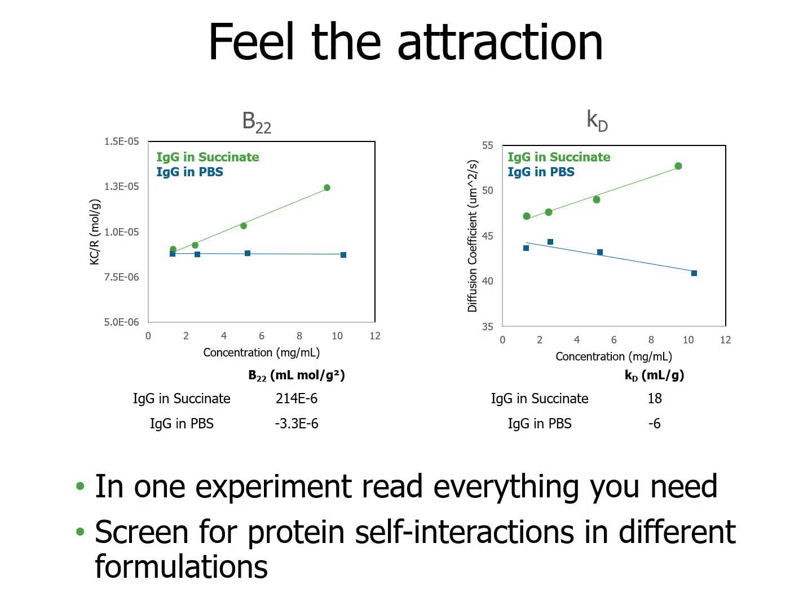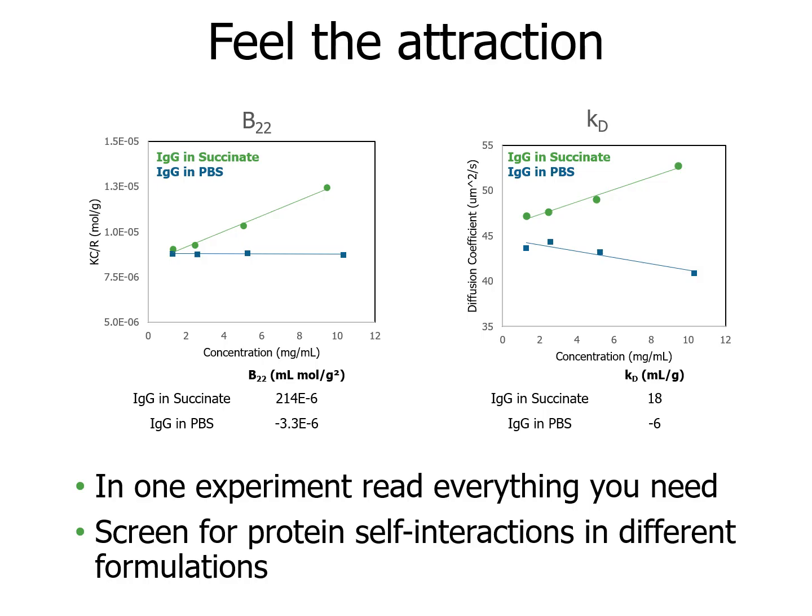What these graphs are showing us is the comparison of the self-self interactions in a succinate buffer versus a PBS buffer. What's desirable in a KD-B22 experiment is you want positive slopes and positive KD and B22 values. We're seeing that in our succinate buffer. This indicates that samples are having repulsive self-self interactions and are less likely to aggregate.